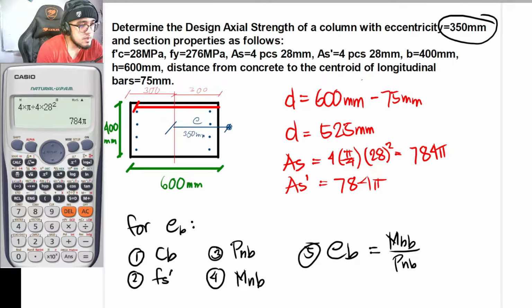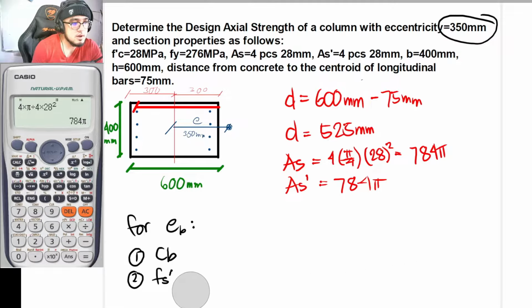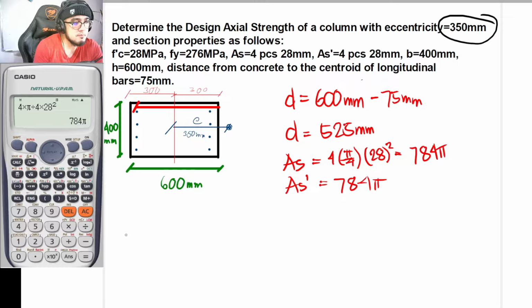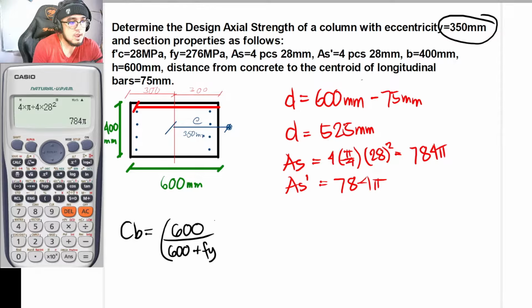Okay, so with that, guys, for the value for our CB, let us now solve for CB. So CB is basically equal to 600 divided by 600 plus Fy times D. So substituting known values, our Fy is 276 and our depth D is equal to 525. So looking at the calculator, 600 divided by 600 plus Fy times 525.